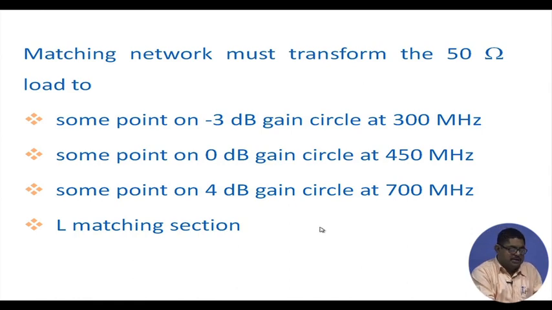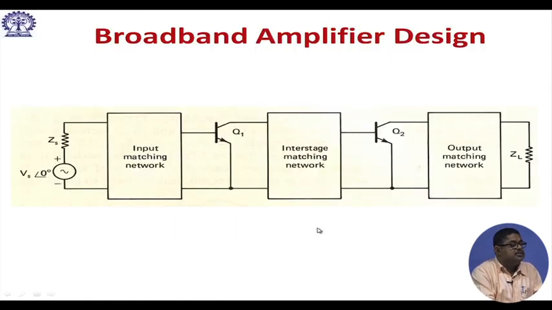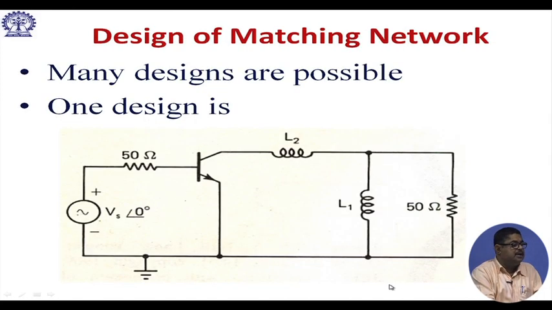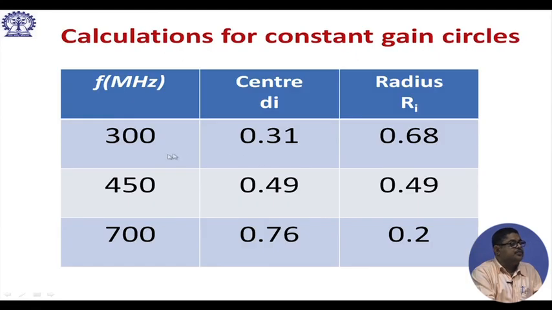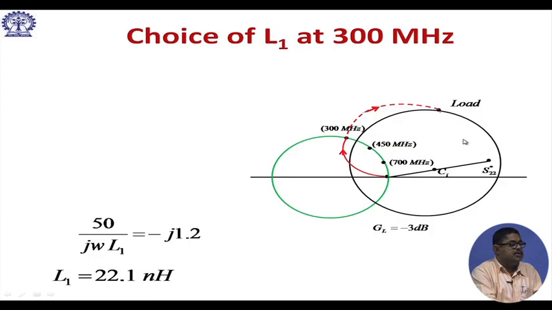In this example we have chosen input matching, output matching, and lumped element matching. So, many designs are possible. One design is like this. For the constant gain circle, these are the calculations you can note down. Then you know that here actually I have the load.